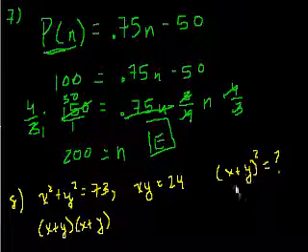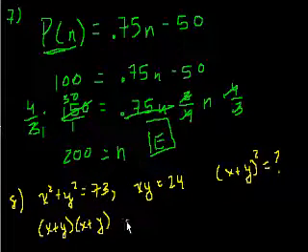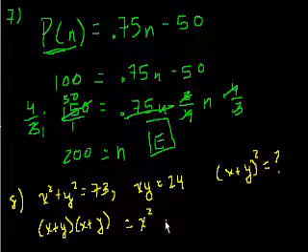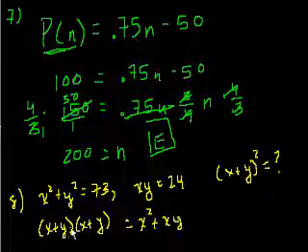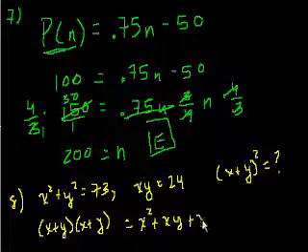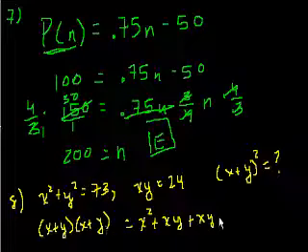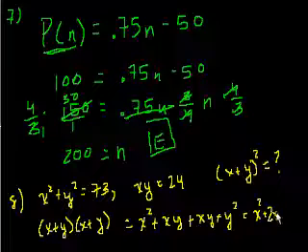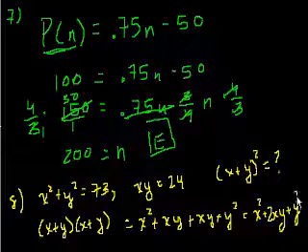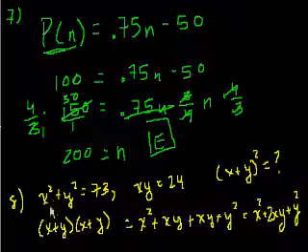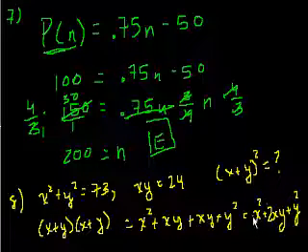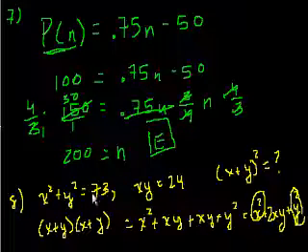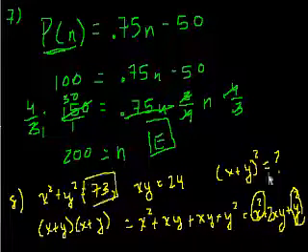And this might be second nature to you after taking a lot of algebra, but I'll just multiply it out to show you. So you have x times x is x squared, x times y is xy, y times x is xy, and then y times y is y squared. So it equals x squared plus 2xy plus y squared. Well, that's interesting. We know that these two terms combined, x squared plus y squared, equal 73.